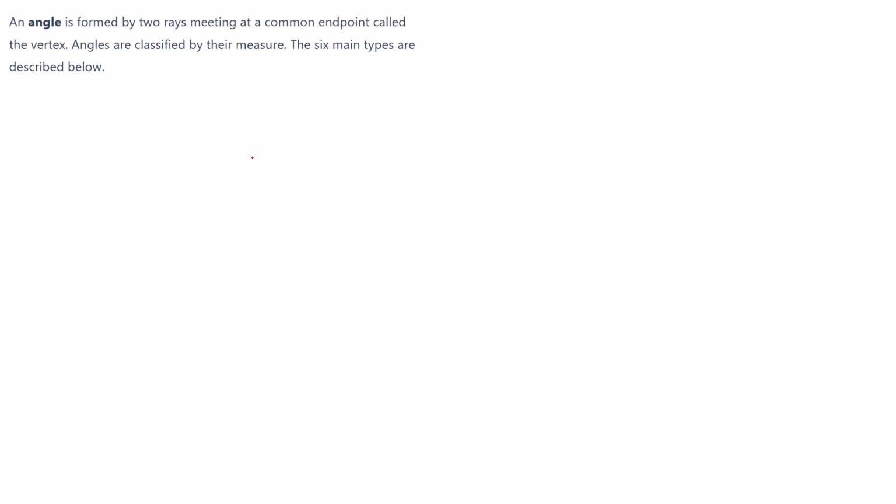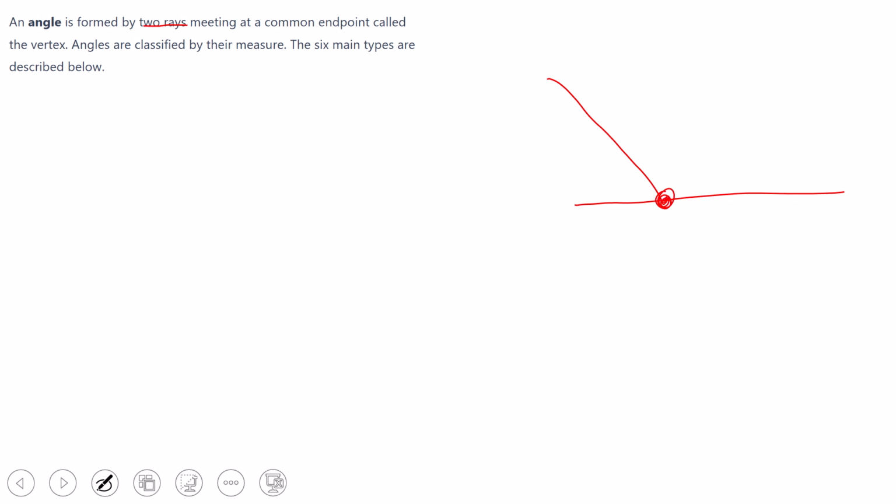Okay, so let us take a look at angles. When we talk of an angle, it is formed by two rays or two lines meeting at an endpoint called the vertex. So if I have two lines, let's say this line over here and this line, at the point where they meet, an angle is formed. They meet at a point, and the point where they meet is called the vertex. So this point over here is what we call the vertex.